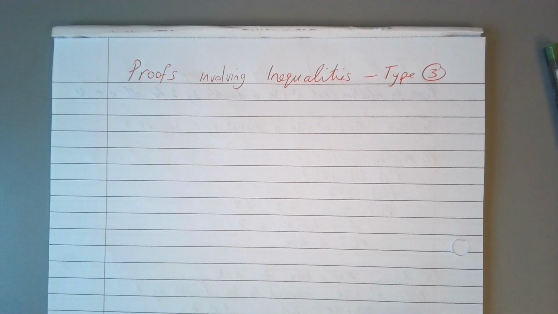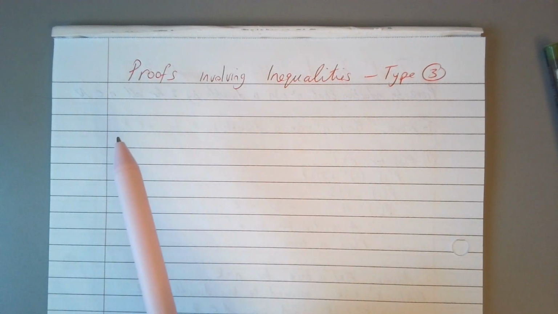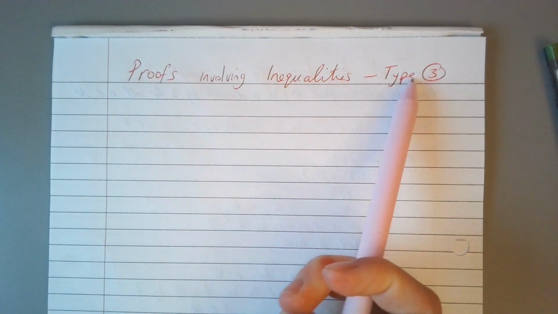Right, so type 3 then is proofs involving inequalities. So type 1 was involving series, type 2 was involving divisibility, and type 3 for proof by induction is proofs involving inequalities. So we've got type 3.